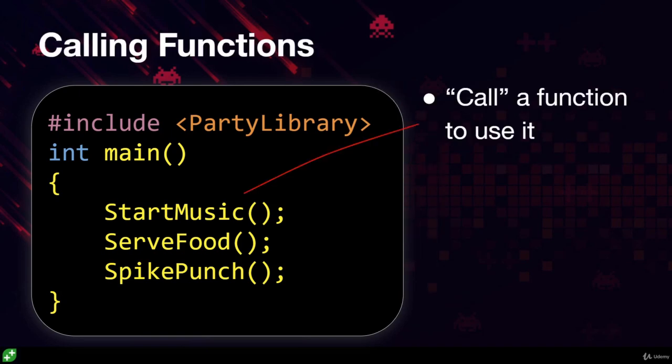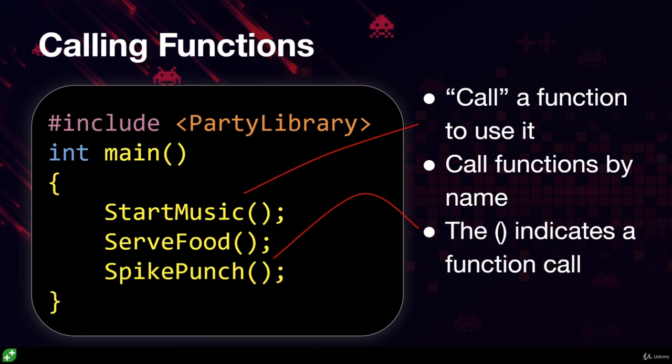So how do we use these functions? Well, we have to call the function to get it to run. To call a function, we simply type out the function name with parentheses at the end. The parentheses indicate that we're calling a function. Don't forget your semicolon. When the program starts, these statements get executed one at a time, and the flow of execution, or order in which statements get carried out, starts at the top of the main function and works its way down until it reaches the end of the main function and the program terminates.